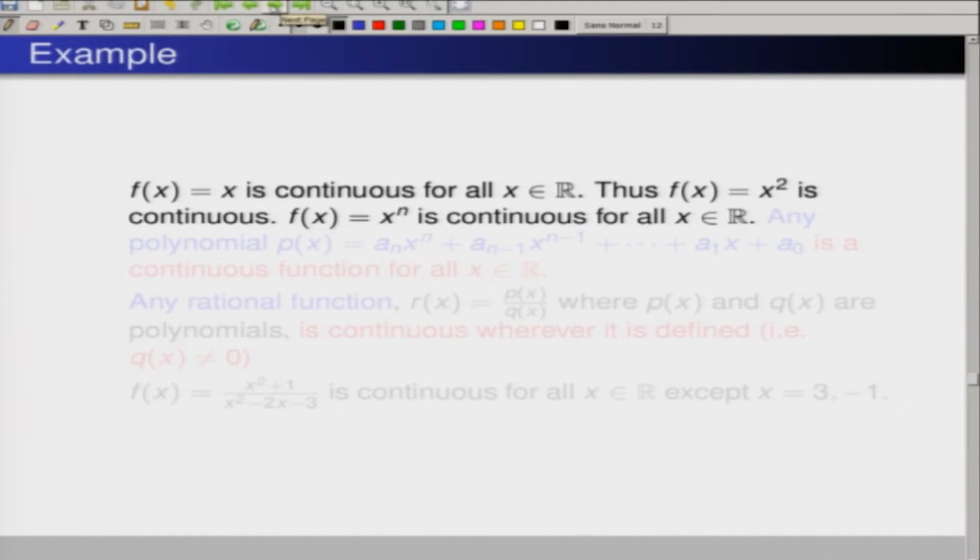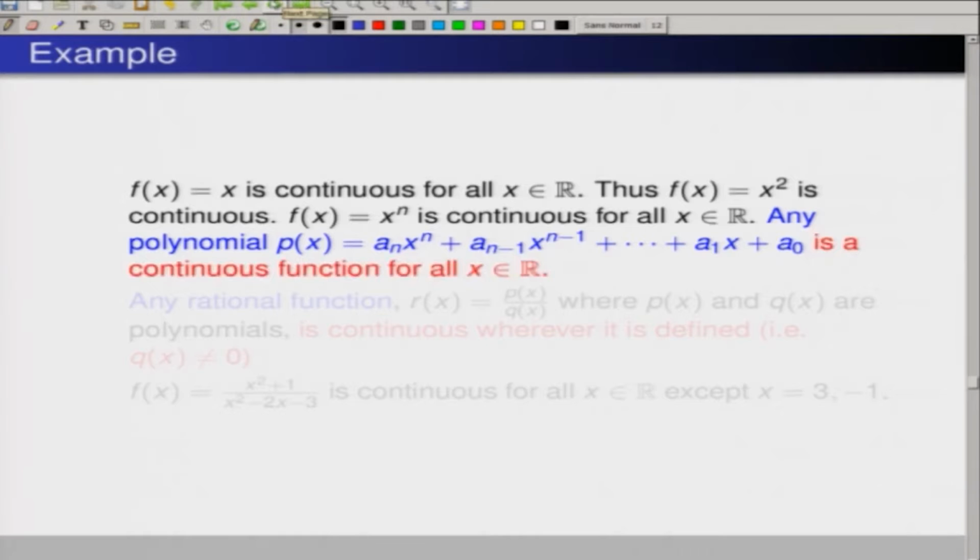Now, therefore, any polynomial p of x equal to a n x to the power n plus a n minus 1 x to the power n minus 1 up to a 1 x plus a 0 is a continuous function for all x belonging to R, because each of these terms is individually continuous. So, addition of continuous functions is continuous. So, this is a continuous function on R.